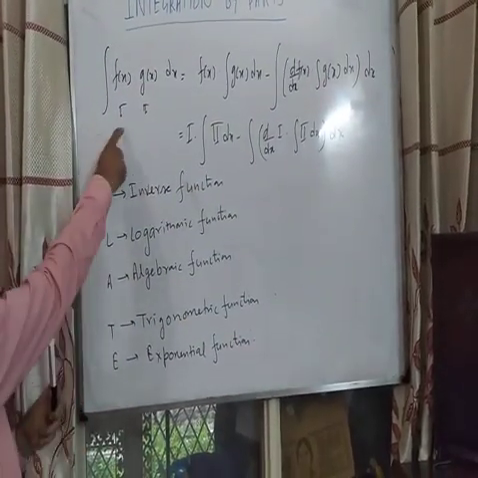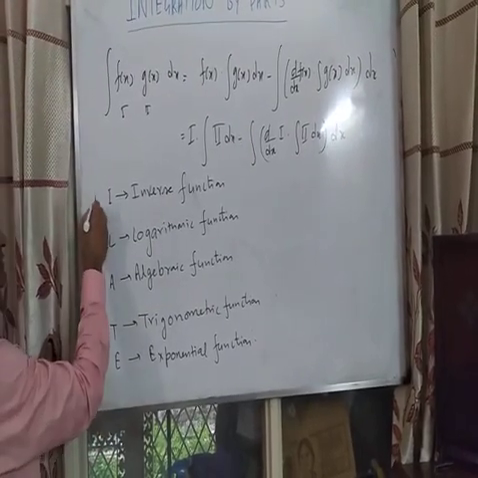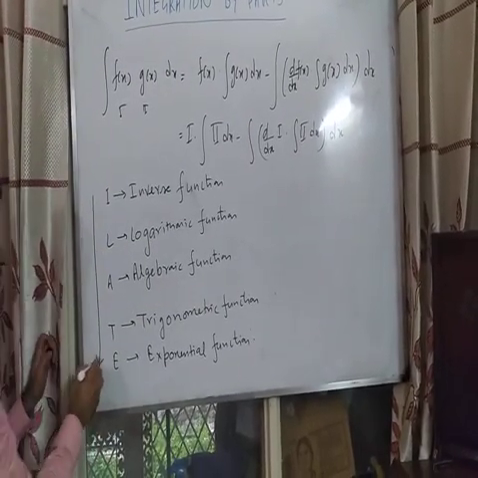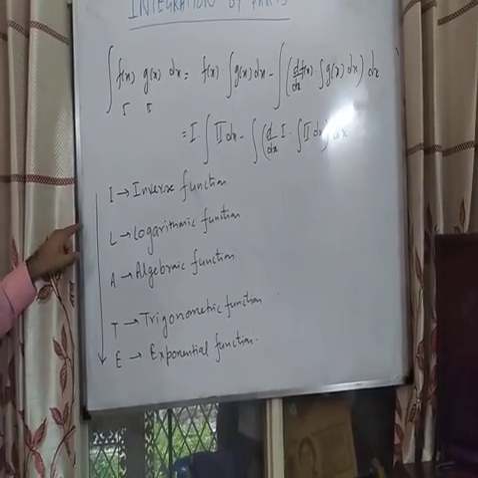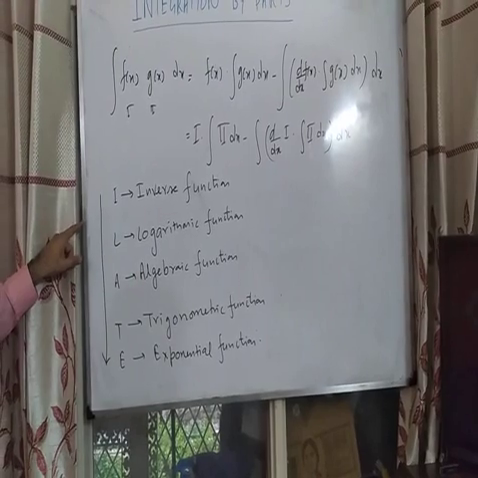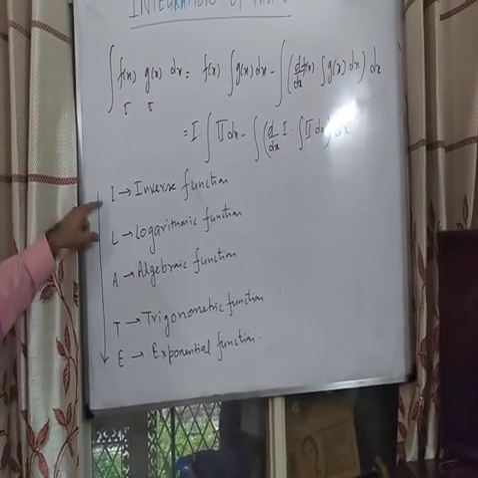And now which one is the first function and which one is the second function, that will be decided by this. Whichever is coming first will be known as the first function, and which is coming in the second position will be known as the second function. So we call it ILATE. So you have to remember it.